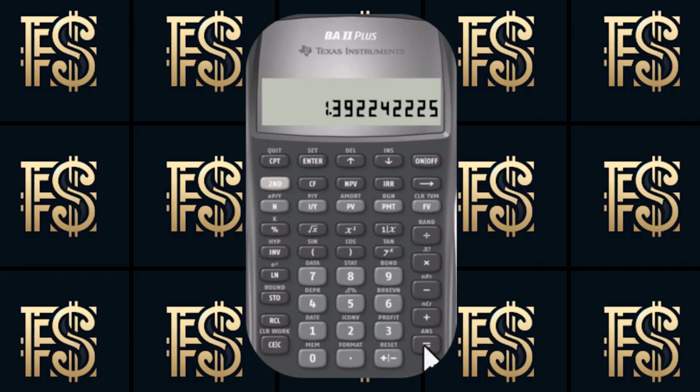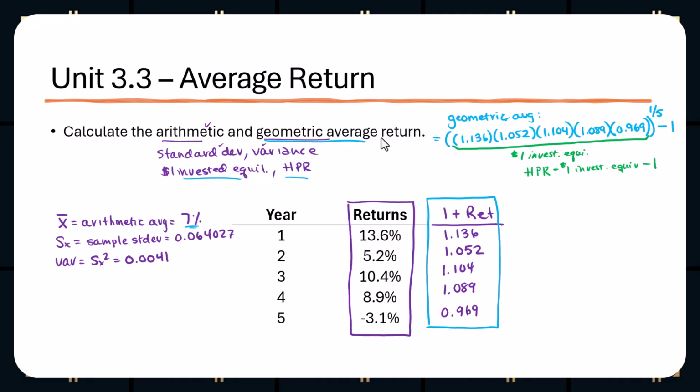Now, there's a reason why I'm not subtracting 1 here, and that's because I want to use this number to find the geometric average. So I'm now going to raise it to the 1 over 5. So I'm going to go open parentheses 1 divided by 5 and hit equals, and then I'm going to subtract 1. And I find that the geometric average return in this problem is 6.842%.